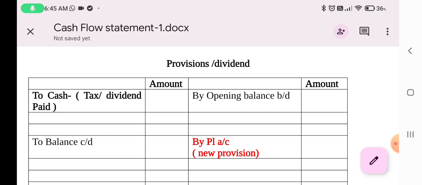So I hope everyone understands the preparation of the cash flow statement in detail. We will see in the next session how to solve the problems in the cash flow and prepare the cash flow statement.